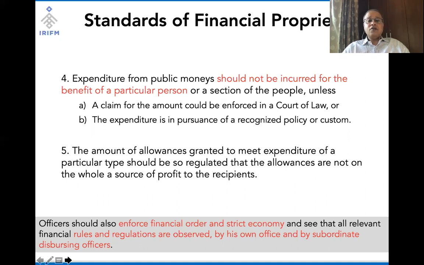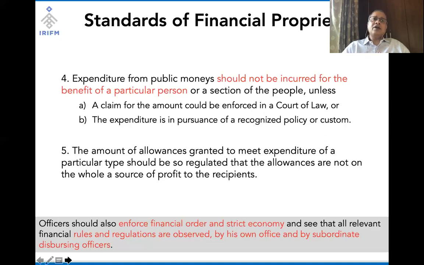The fifth standard of financial propriety is that the amount of allowances granted to meet an expenditure of a particular type should be so regulated that allowances are not a source of profit. Now, this is again important. For example, if I have to travel for work in my own car, and I have to fix the car travel allowance, I can fix it at 1 rupee per kilometer.